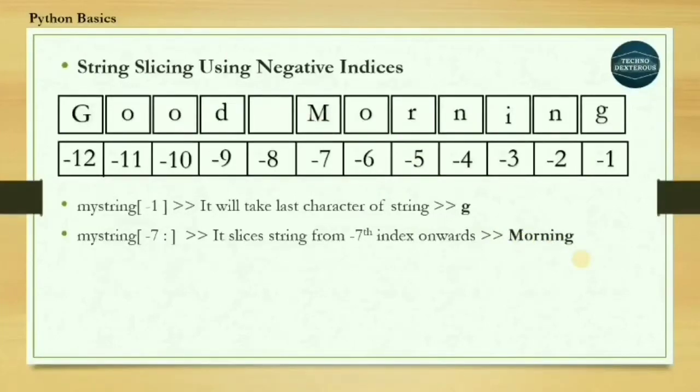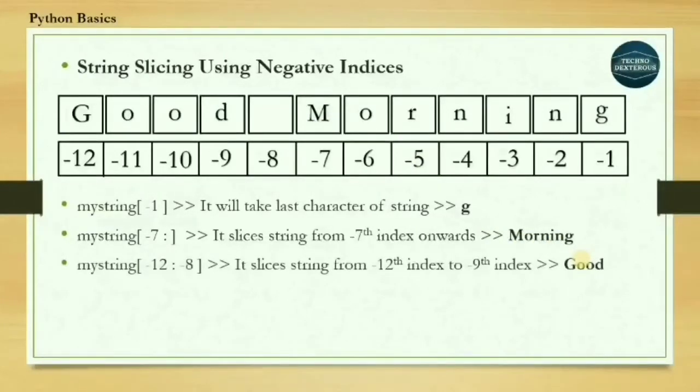My string -12 to -8, it will provide us good output. It will not consider the 8 character, it will always consider the end index with -1. So we will be getting the output as good from -12 to -9 only.